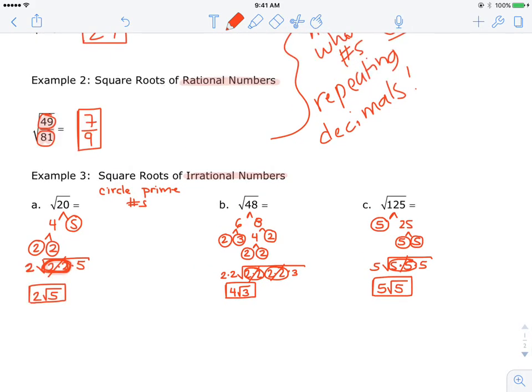So whenever you've got irrational numbers, your calculator will give you an absolutely crazy decimal. You don't want that. You just need to simplify. All right. Good luck.